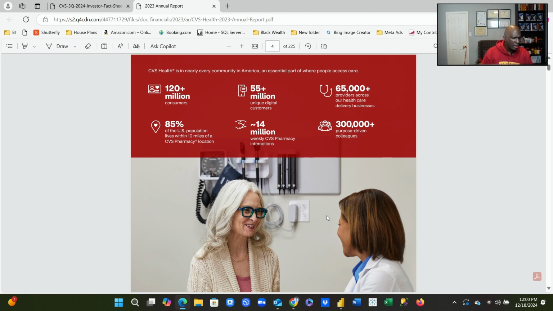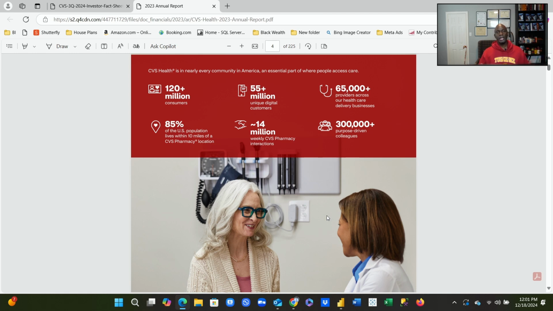300,000 plus purpose-driven colleagues. Now, I think we said before they had 259,000 according to the Fortune site. They're saying here, I believe, the purpose-driven colleagues would be 300,000 employees rather than 259,000.